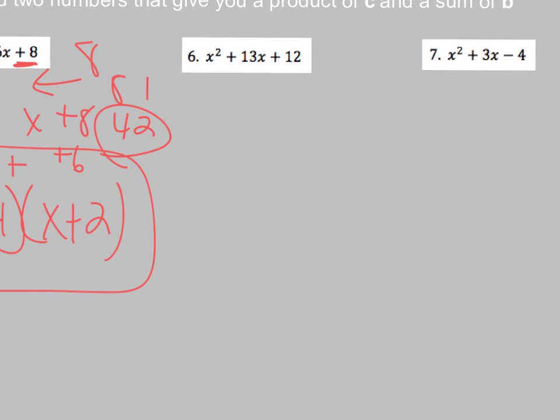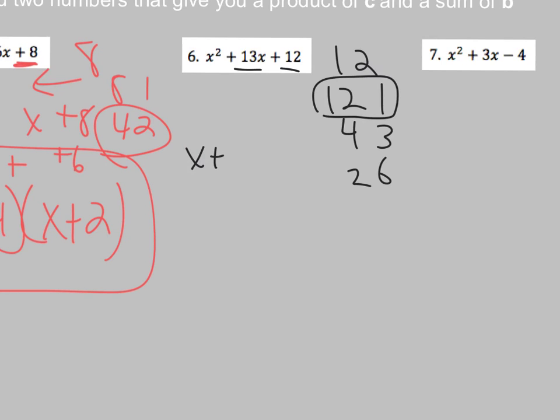All right, for 6, what multiplies to 12 but adds up to 13? So you got to get a little clever. 12 and 1, 3 and 4, 6 and 2. Those are all my factors. So now 12 and 1 add up to 13. Because there's nothing in front of that x squared, it's just going to be x plus 1 and x plus 12.